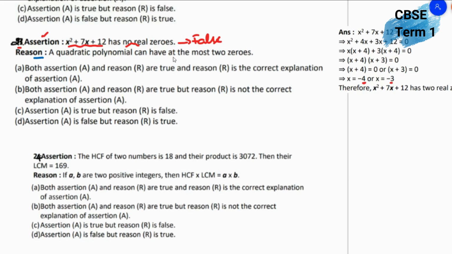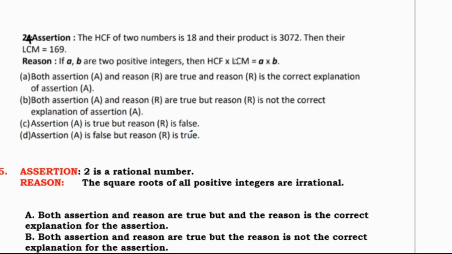Reason: a quadratic polynomial can have at most two zeros. It is a true statement. A quadratic polynomial has a maximum of two zeros. Sometimes a quadratic polynomial may have one zero or no zeros, but "at most" is the important word; one has to make a note of it, student. If there is no "at most", this statement is false. So a quadratic polynomial will have maximum two zeros, but minimum no zero or one zero. So the correct option for this question is D. Assertion is false and reason is true.